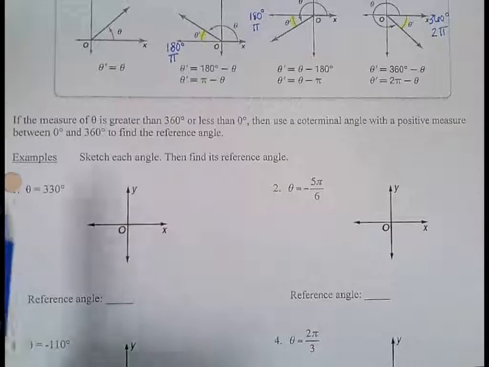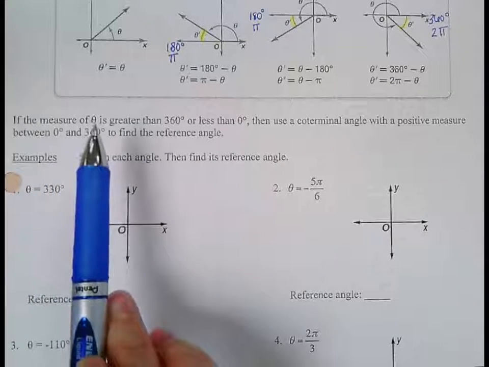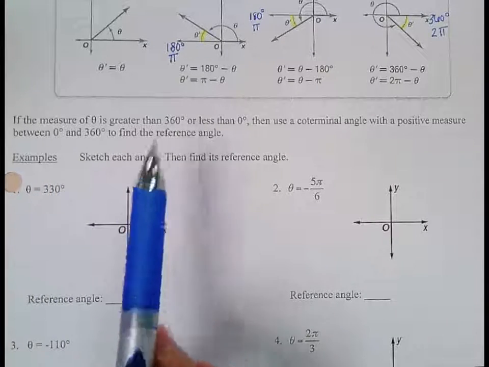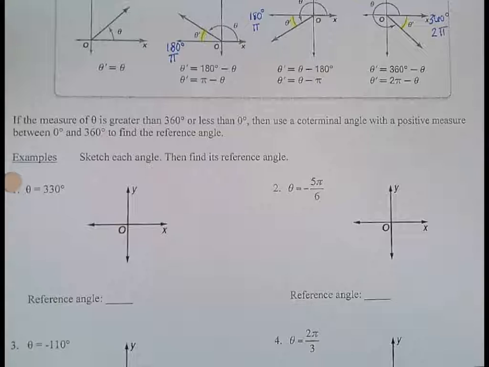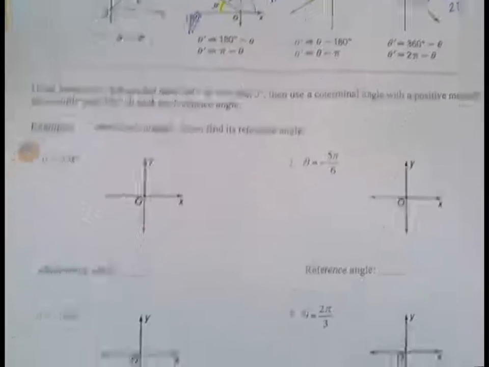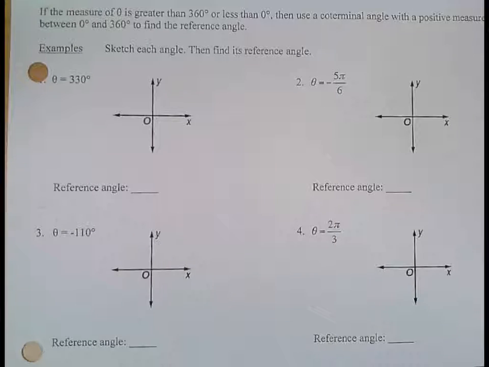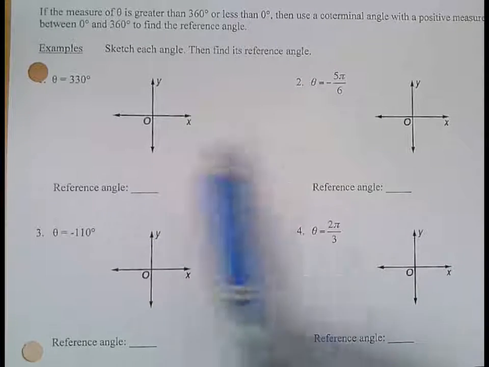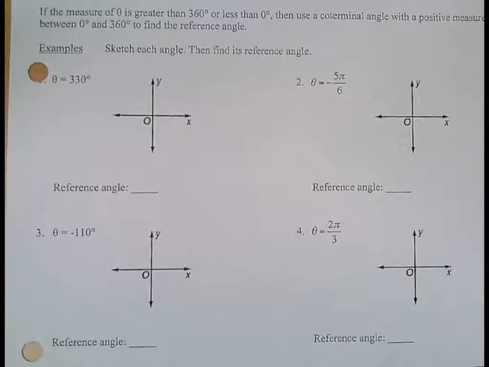It does say here if your measure of theta is greater than 360, so if the original angle makes more than 1 full revolution, then you're going to use a coterminal angle with a positive measure between 0 and 360 or between 0 and 2 pi to find the reference angle. So we'll go through some examples here. And again, your unit circle can be helpful in knowing about where to draw these. Not all of your angles for these problems will be labeled on your unit circle, but you can get an idea of where those angle measures should be.